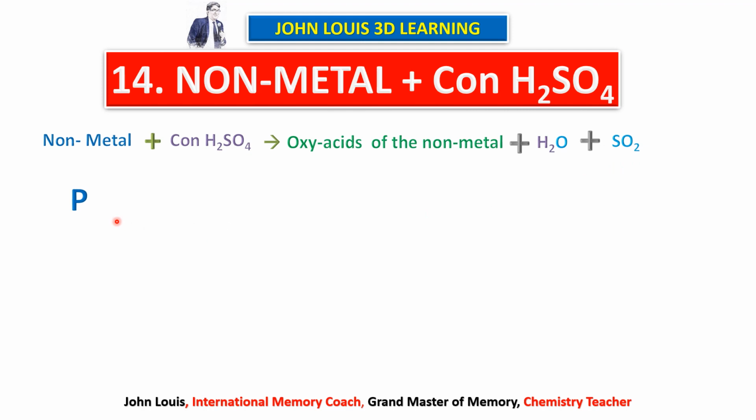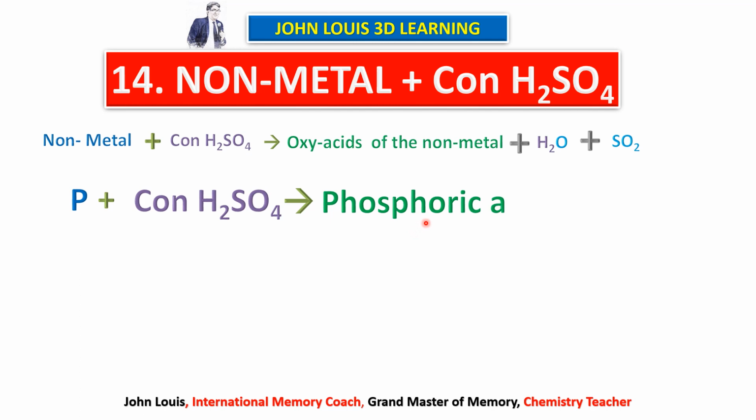Okay, so let us take phosphorus. Phosphorus plus concentrated sulfuric acid. See, the oxy acid of phosphorus is phosphoric acid. So here phosphoric acid is formed, plus H2O plus SO2. There is no change in them. Only according to the non-metal, the oxy acid of the non-metal will form. When it is phosphorus, phosphoric acid is formed.